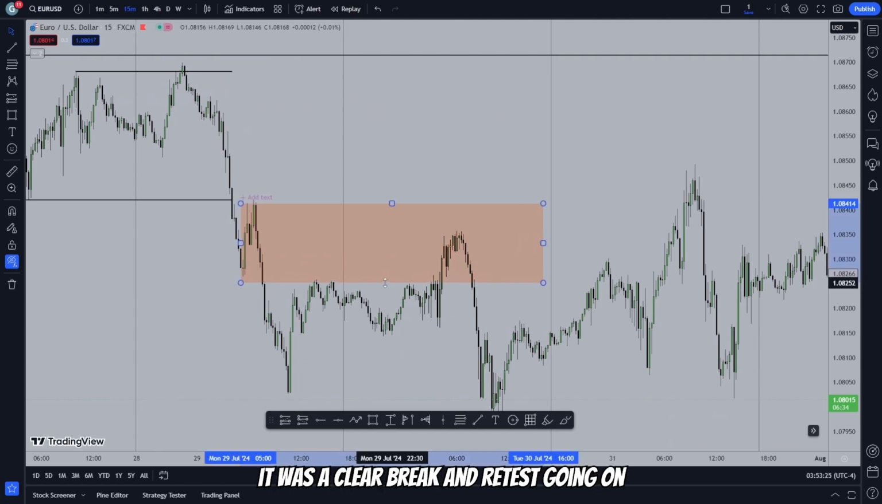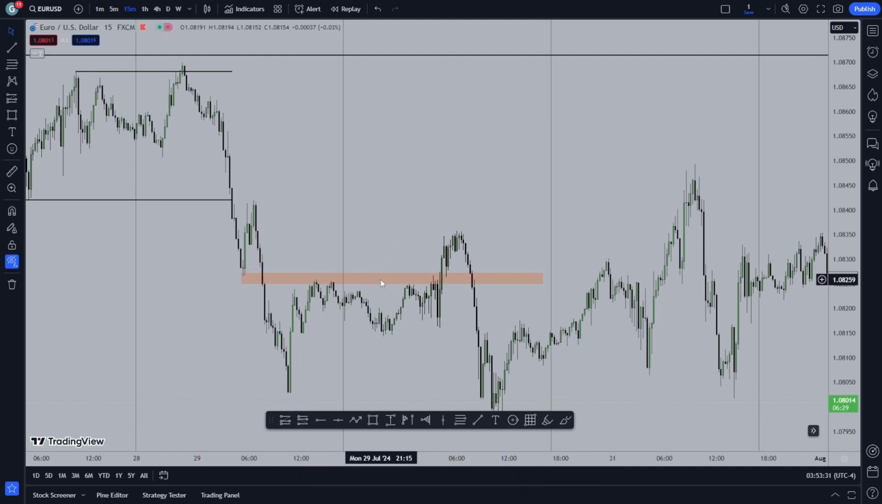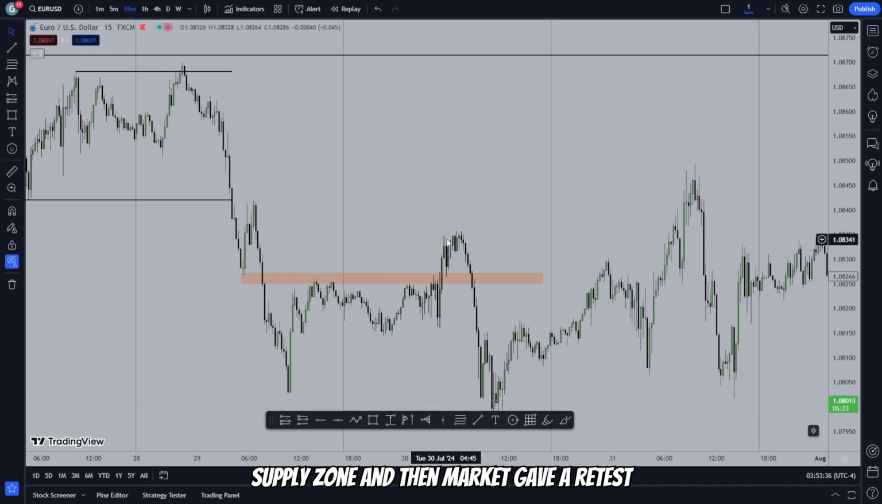You can see over here it was a clear break and retest going on. So this zone over here was a supply zone, right? And then the market gave a retest when it gave a breakout. So all of the people who are trading, those who are on TradingView, are trying to take buys over here, because they can see a break and retest. They don't know the narrative of the higher time frame which is going on.